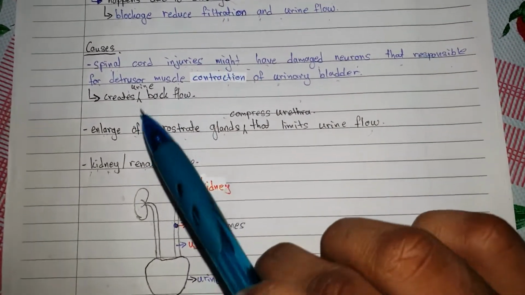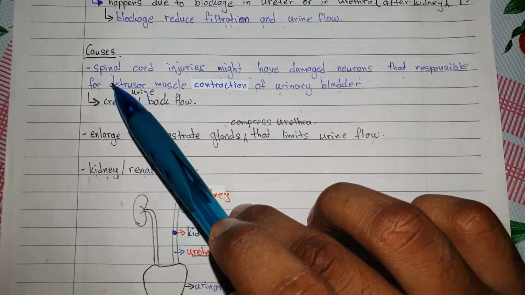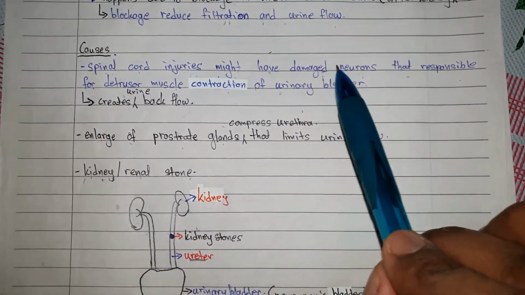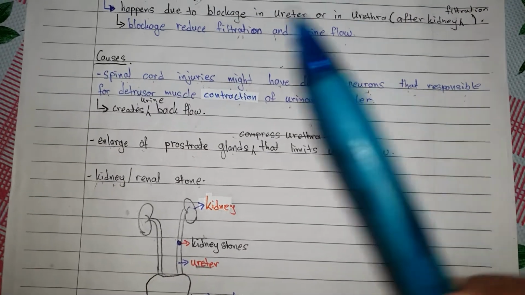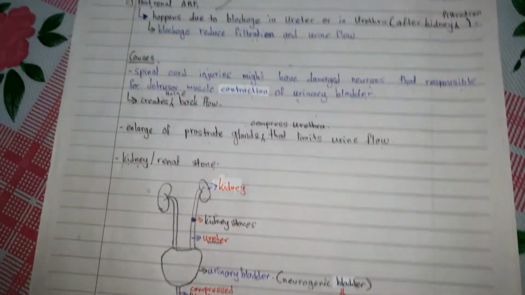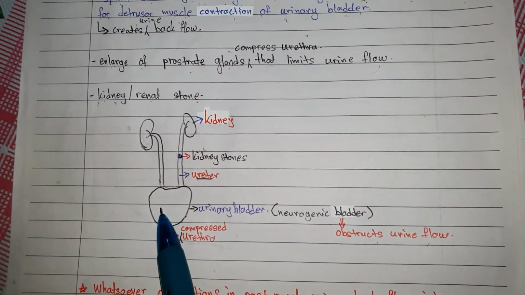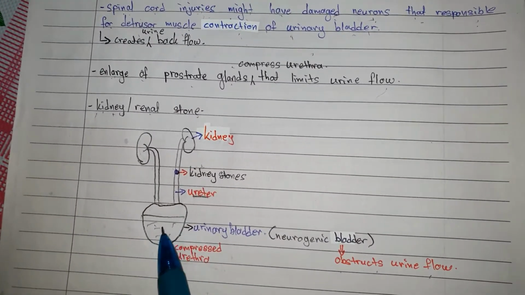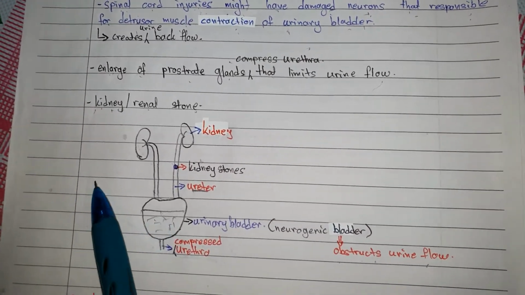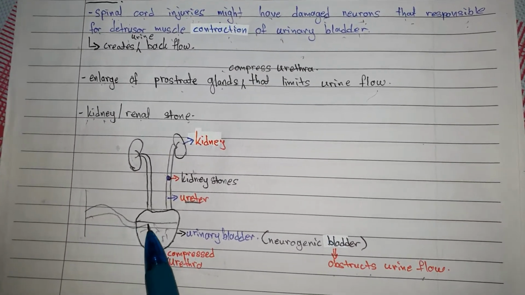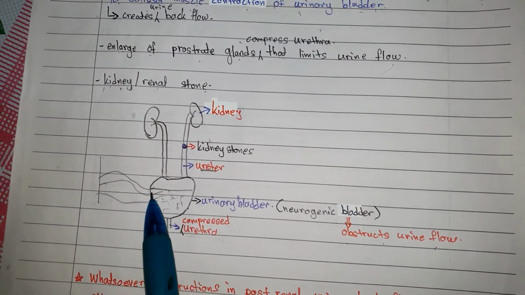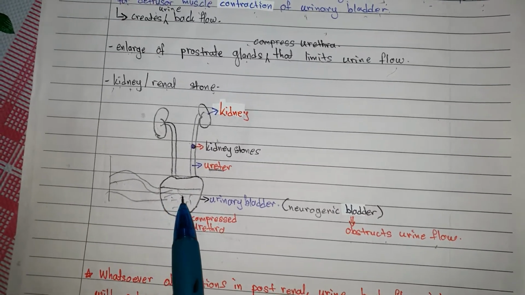There are a few causes. One of the first causes is that spinal cord injuries might have damaged the neurons responsible for detrusor muscle contraction of the urinary bladder. So as we can see here, this is the urinary bladder. This is where our urine will be stored. Whenever our bladder is full, the neurons from the spinal cord will signal a little bit to let us know our bladder is full.